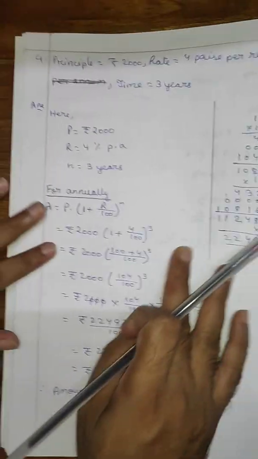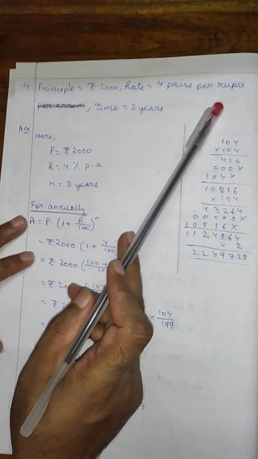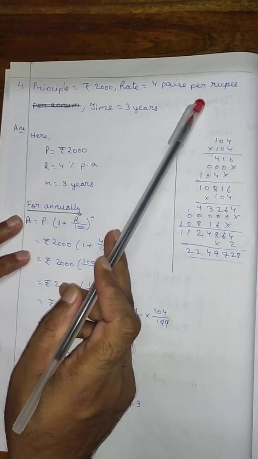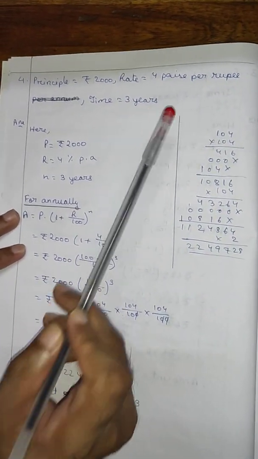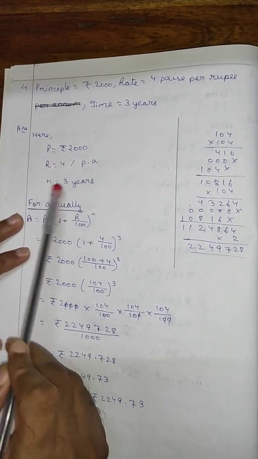Question number 4 now. Principal is given rupees 2000. Rate 4 paisa per rupee. 4 paisa per rupee means 4% per annum. Time 3 years. Here P is rupees 2000, R is 4% per annum, N is 3 years.